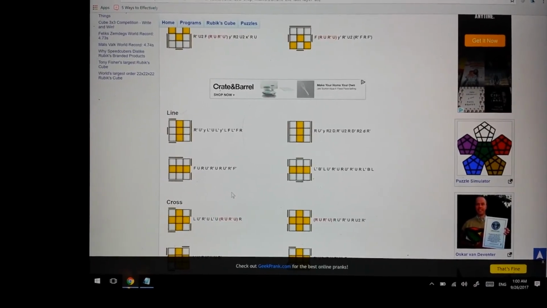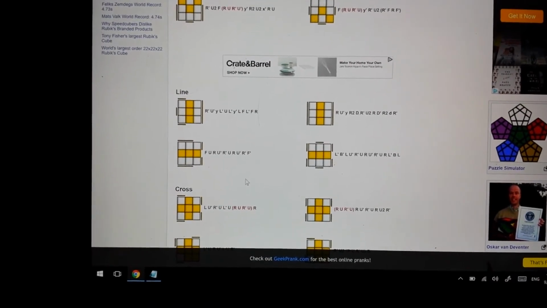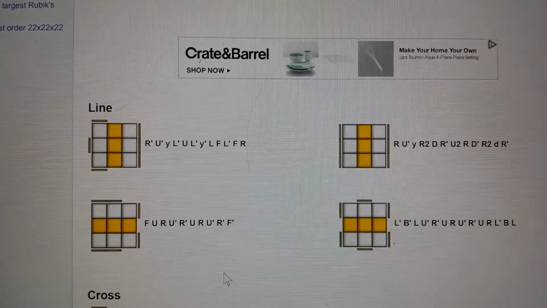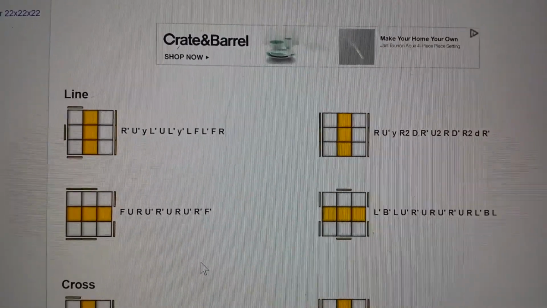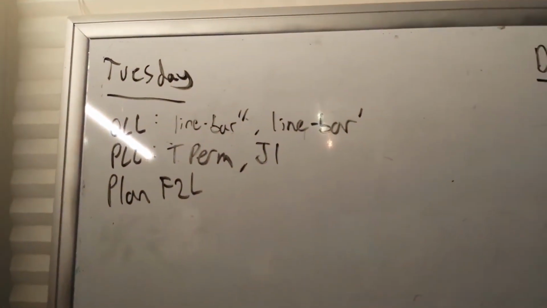And then let's look at the OLLs. Unfortunately, there aren't any nice names for the OLLs, unlike the PLLs, or at least I need to do more research, so I make my own notation for them. So I'm gonna try out these top two. I'm calling it line double bar and line single bar. So got that right here. Line double bar and line single bar.